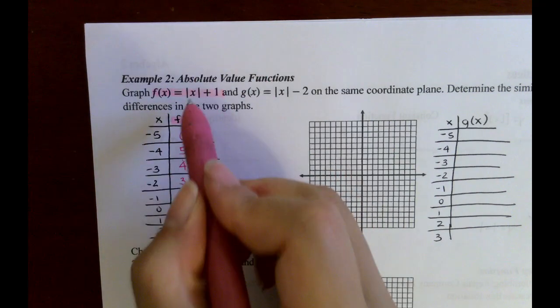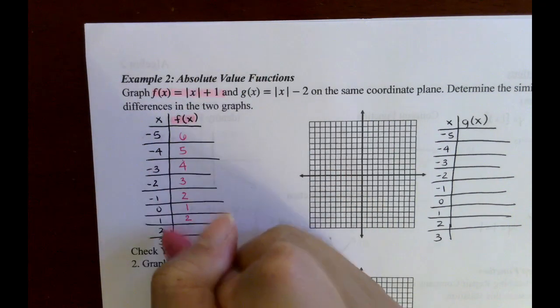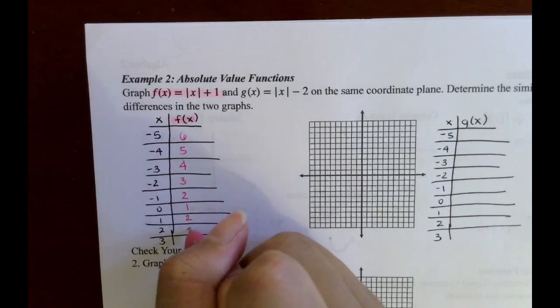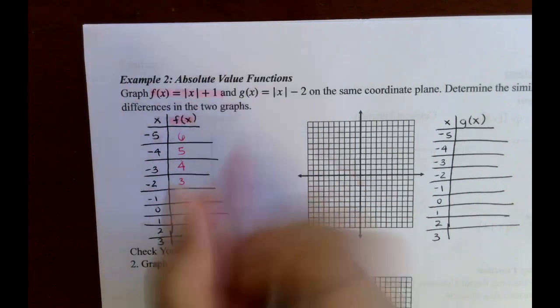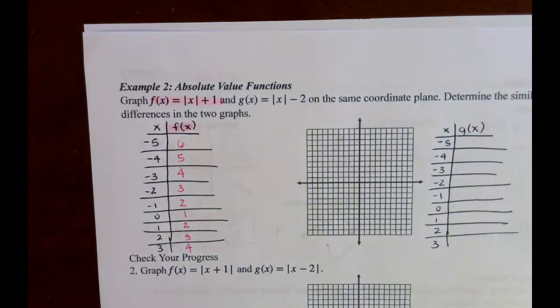Absolute value of 1 is 1. 1 plus 1 is 2. Absolute value of 2 is 2. 2 plus 1 is 3. Absolute value of 3 is 3. 3 plus 1 is 4. Okay. Then I'm going to connect it.